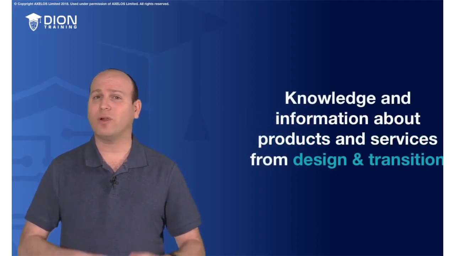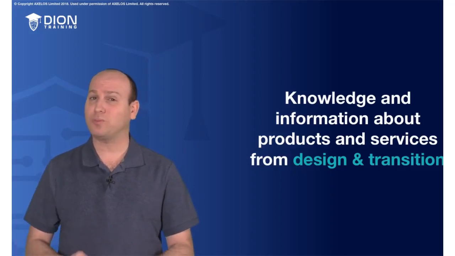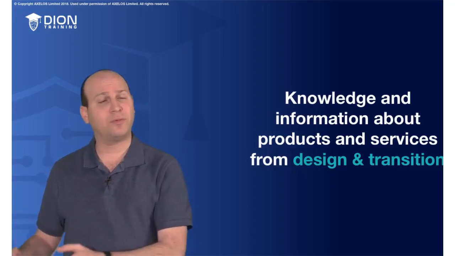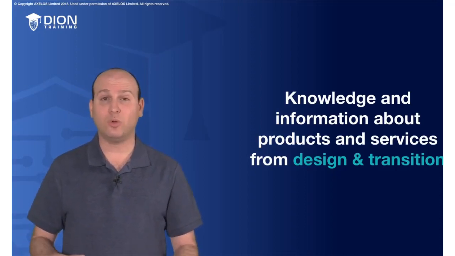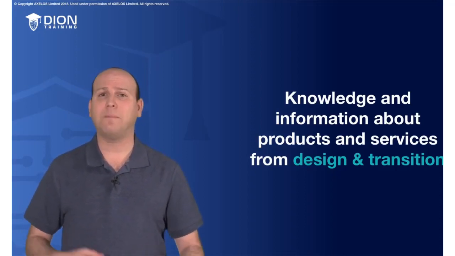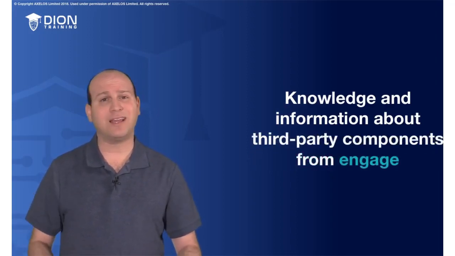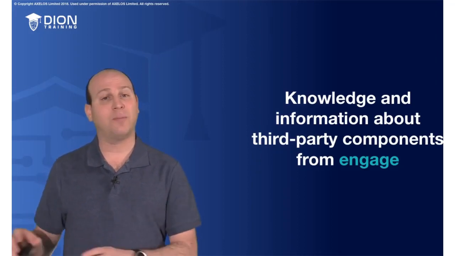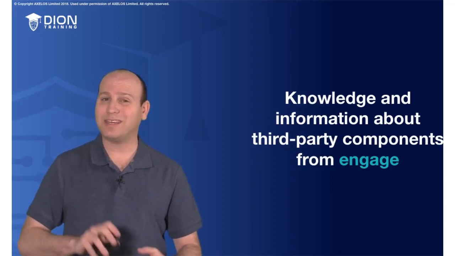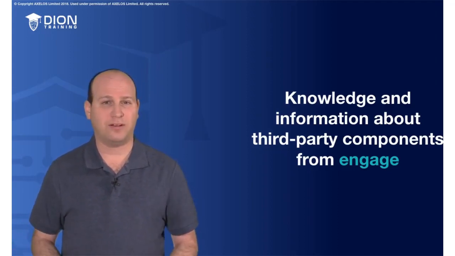And then we get down to our knowledge and information. Again, the same two we've been talking about a lot already. Knowledge and information about new or changed product and services is going to come from design and transition. We need to know what design and transition is going to do for some new service so that we can then build to that specification. And the other thing with knowledge and information is anything that comes from a third-party service component. That information is going to come from Engage as well, because Engage is going to push that out and get it from our third-party suppliers.